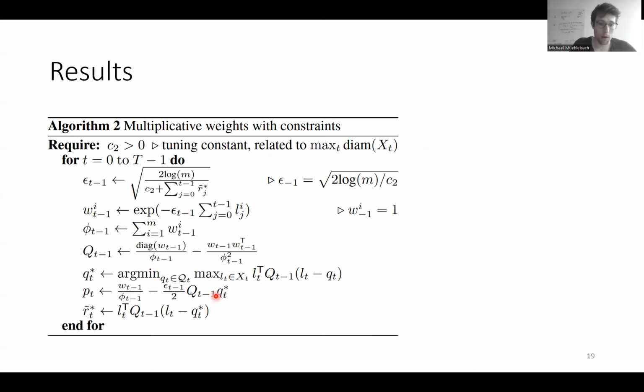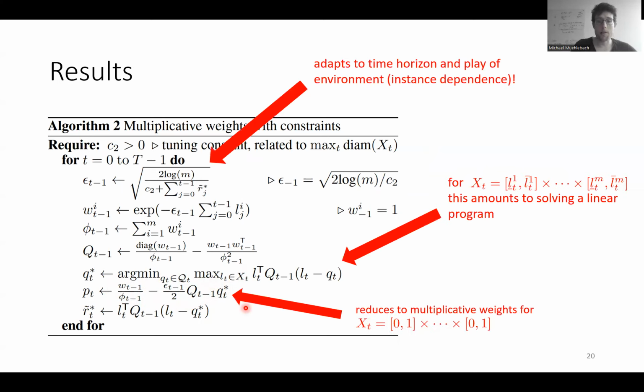The algorithm essentially modifies multiplicative weights. It's an addition to multiplicative weights to the algorithm I showed you earlier. You can see this here. This is the multiplicative weights term, and this is the addition that we have because we have these sets XT.